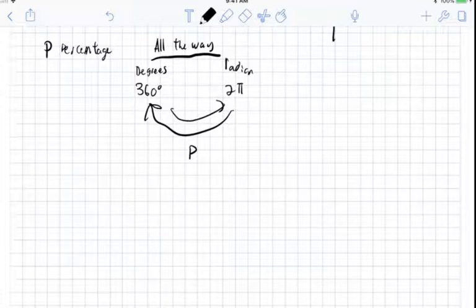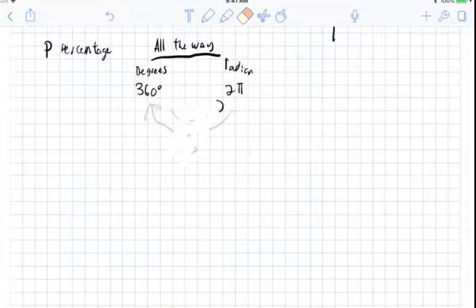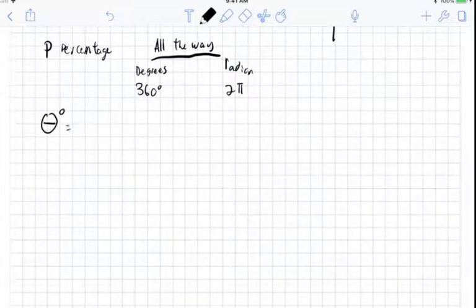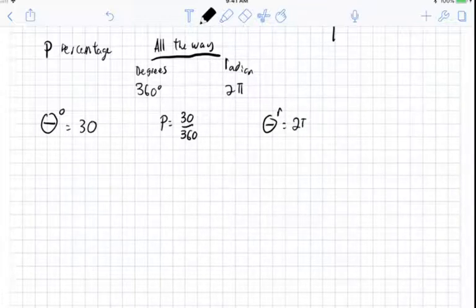What percentage of the circle have you gone around? Okay? So if the angle in degrees is 30 degrees, the percentage around the circle is going to be 30 divided by 360. And so the angle in radians is going to be 2 pi times the percentage of the circle I've gone around. 2 pi times 30 over 360. And if you want to, we can write this as pi over 6.